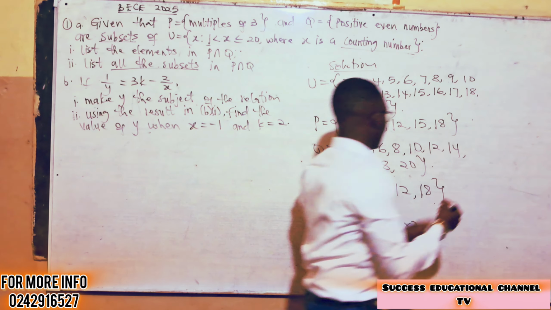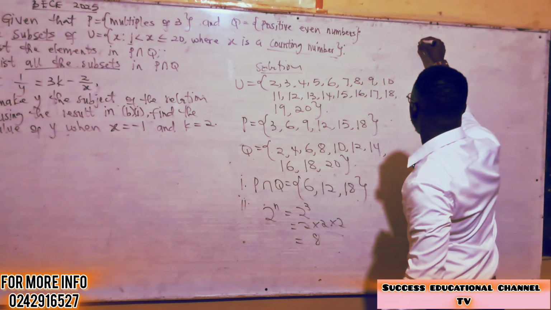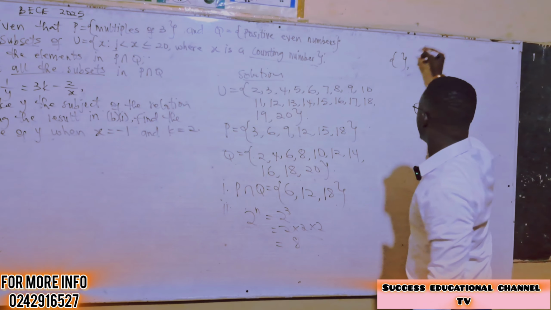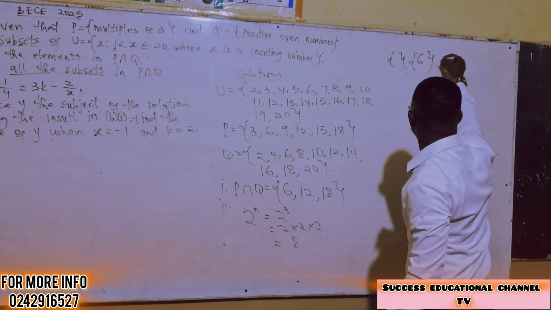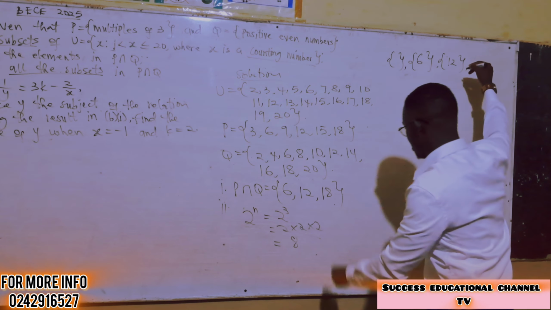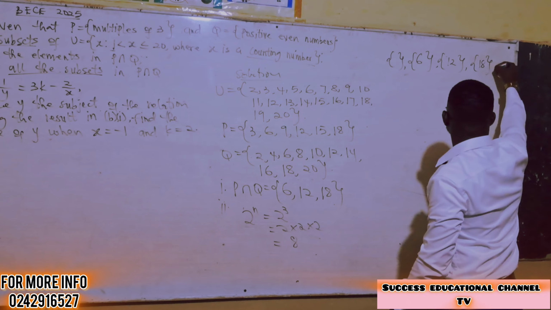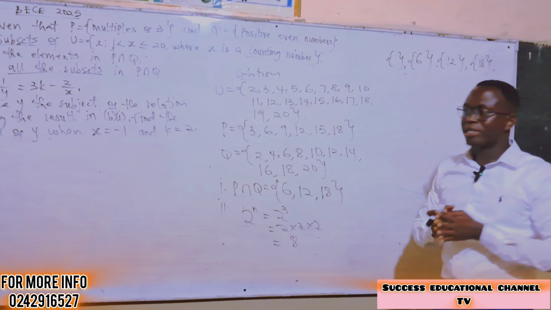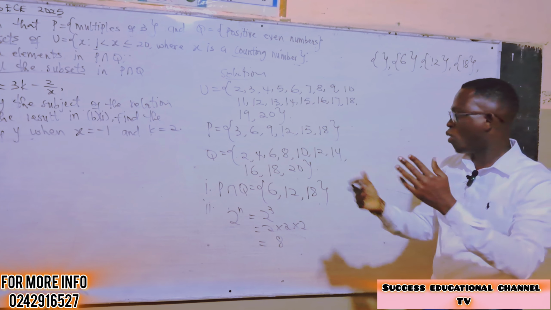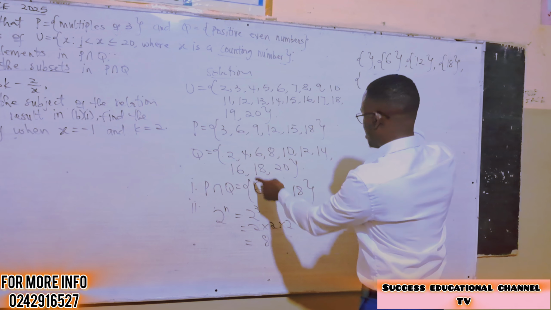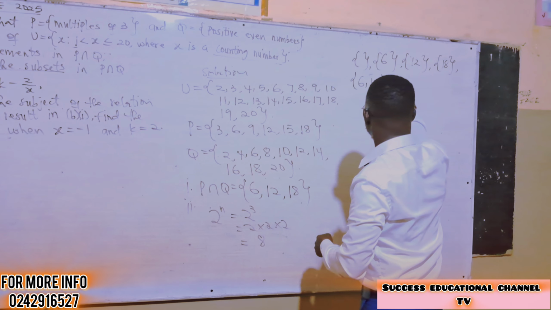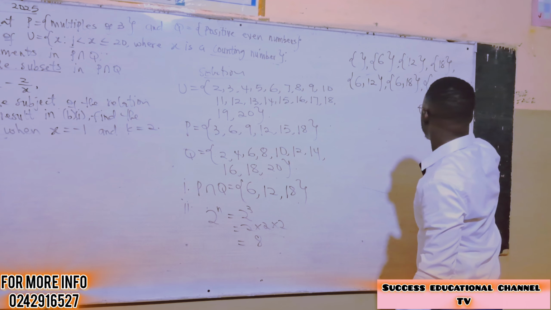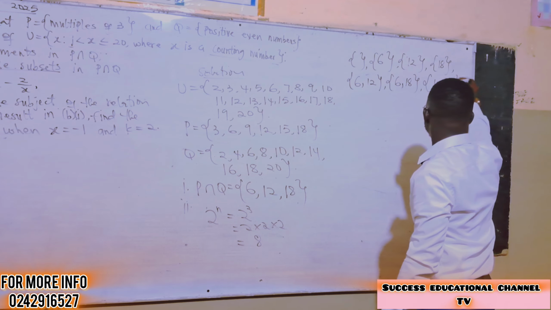So starting from here, we have our empty set. Then we go to the single sets, which is 6, 12, 18. These are our single sets, our single subsets. Then we go to our double subsets, the double ones. So we're going to have 6 and 12, followed by 6 and 18, followed by 12 and 18.